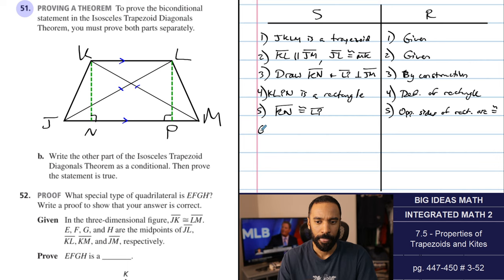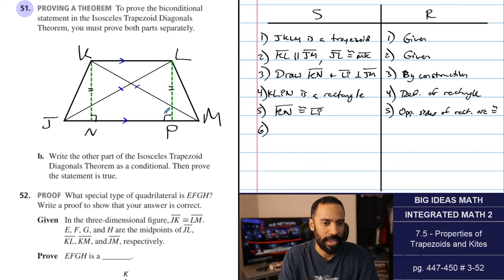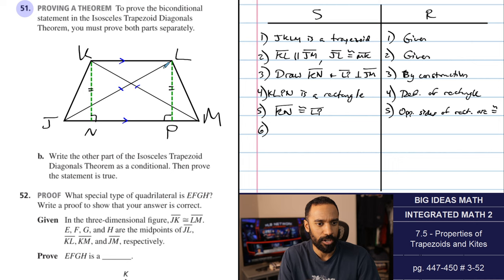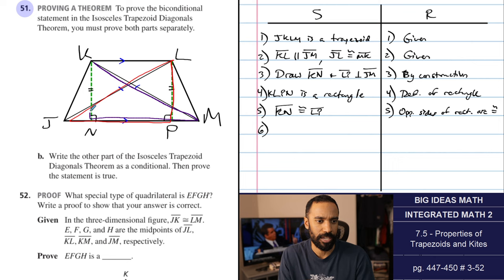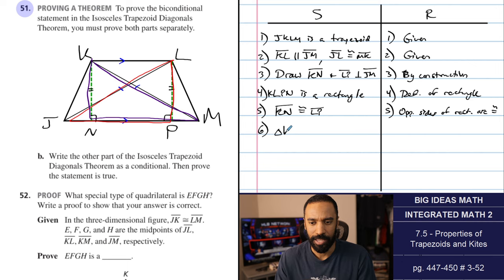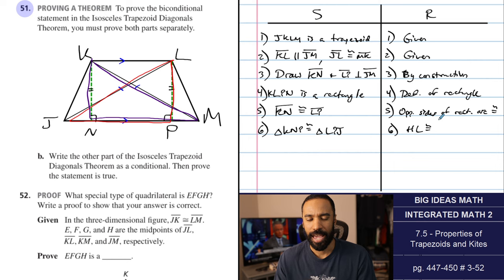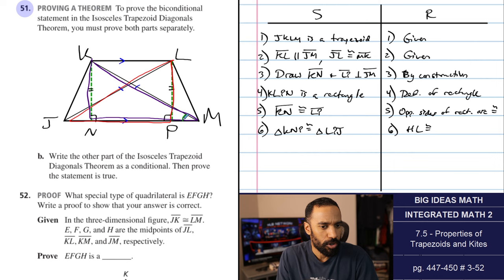So now that I have these guys congruent here, and I have right angles there, then I have HL, the hypotenuse is congruent, the diagonals. So I'm showing that this triangle is congruent to this triangle here. So I can call that triangle KNP congruent to triangle LPJ by HL congruence. And the reason I did that was now I can't say the full angles are congruent, but at least I can say these parts are congruent. I can now say that's congruent to that by CPCTC.